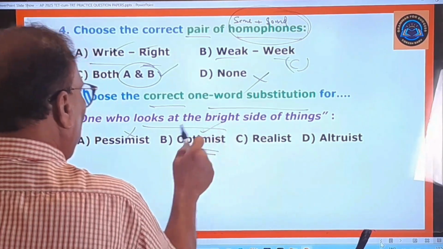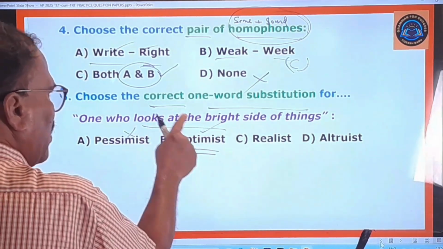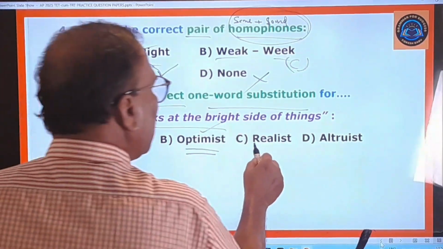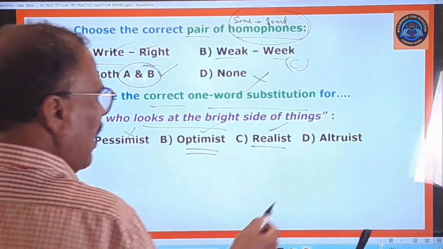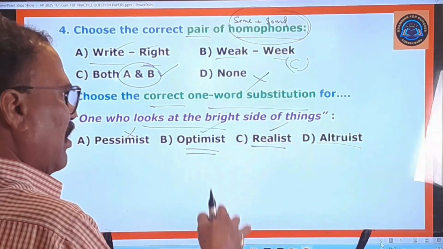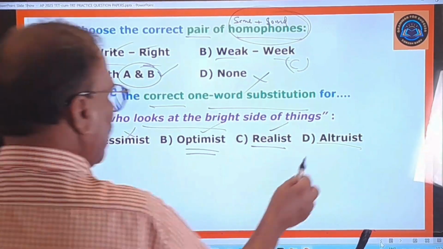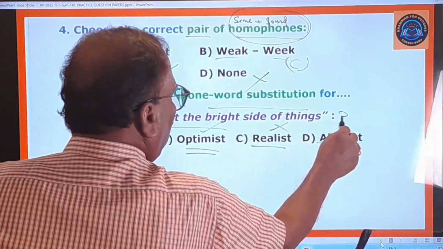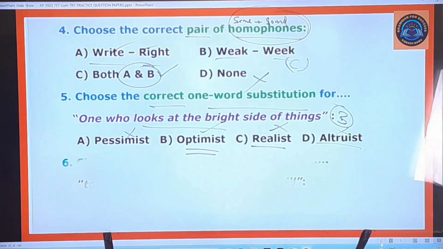That is the right one because this is the person who looks at the bright side of things. Ashavadi and realist, yadharthavadi, and altruist, one who works for the welfare of others is called an altruist. So this is also not the right one. Only optimist is the right one. So B is your answer. And you go to the next question.